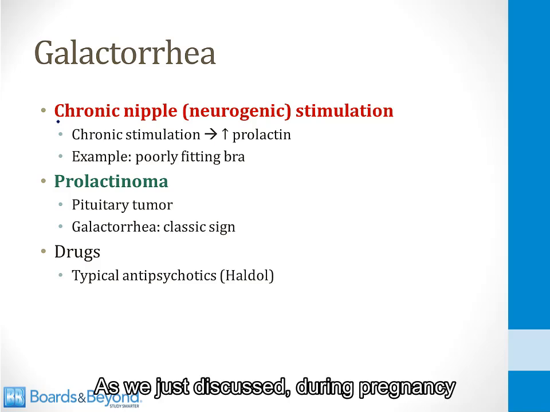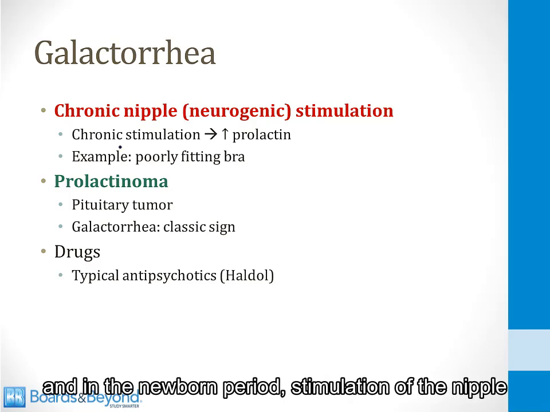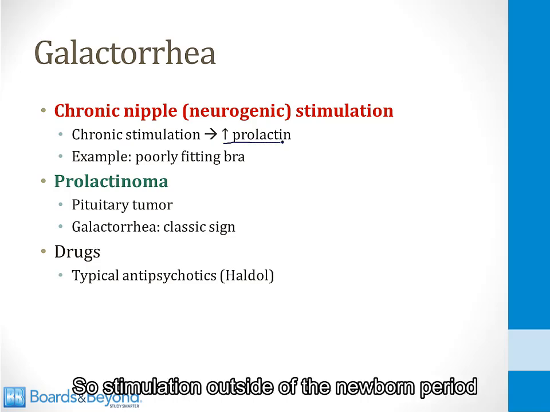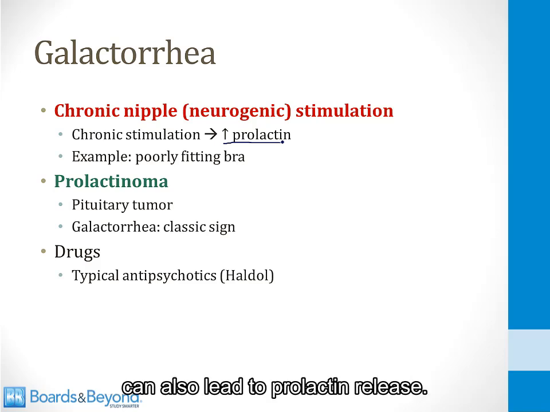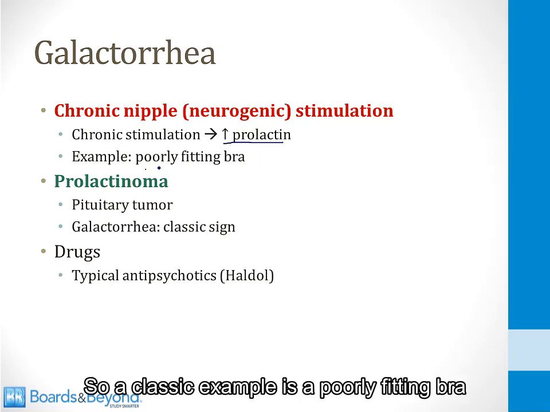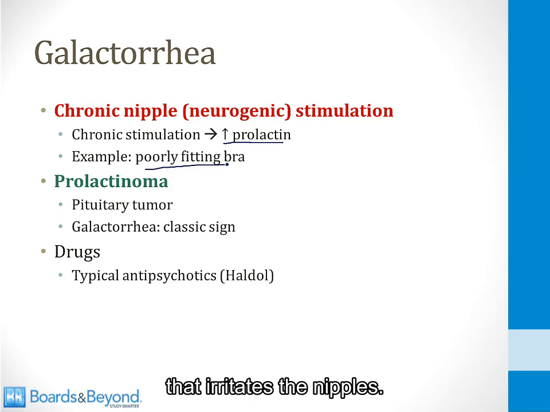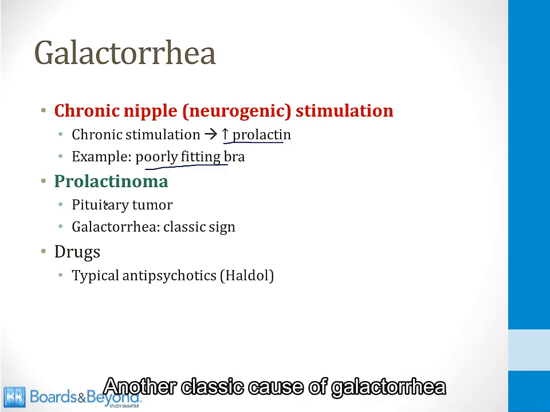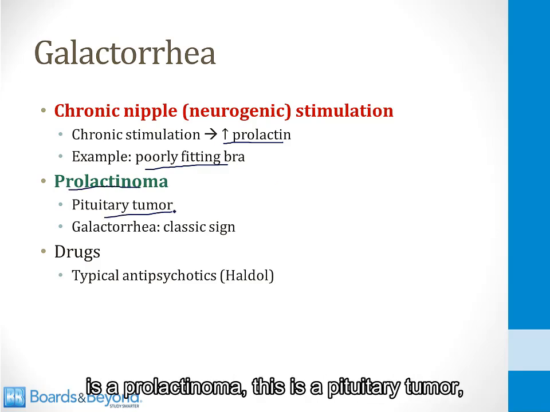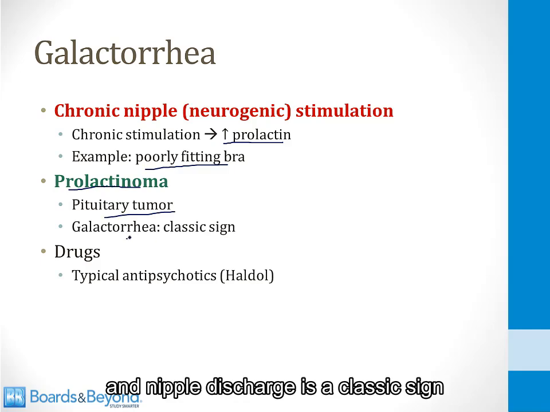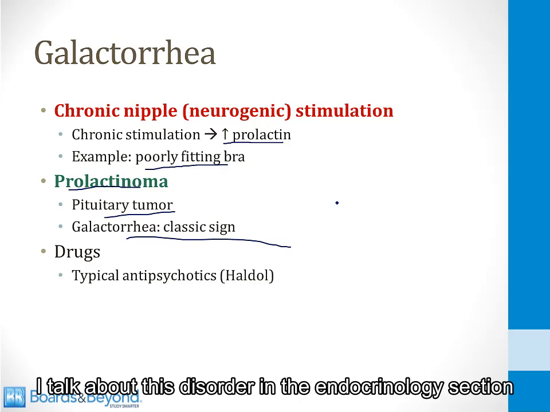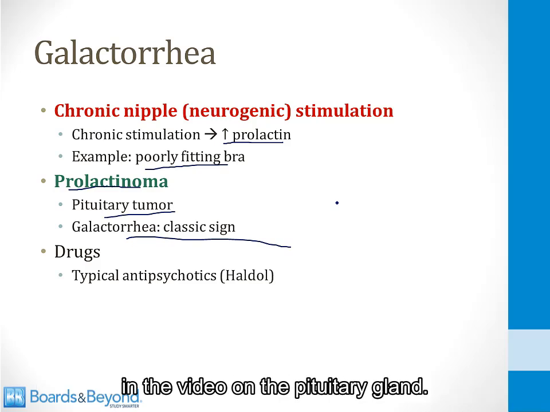As we just discussed, during pregnancy and in the newborn period, stimulation of the nipple leads to prolactin release. So stimulation outside of the newborn period can also lead to prolactin release. A classic example is a poorly fitting bra that irritates the nipples. That leads to prolactin release and galactorrhea. Another classic cause of galactorrhea is a prolactinoma. This is a pituitary tumor, and nipple discharge is a classic sign of someone with a prolactinoma. I talk about this disorder in the endocrinology section in the video on the pituitary gland.